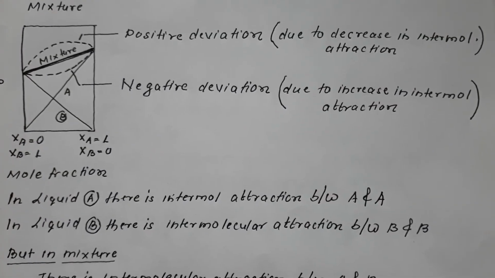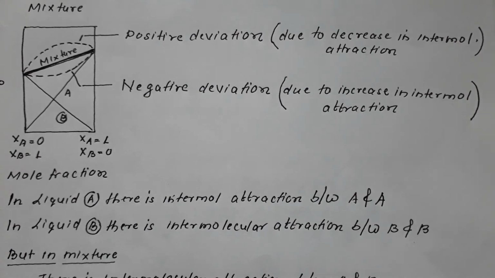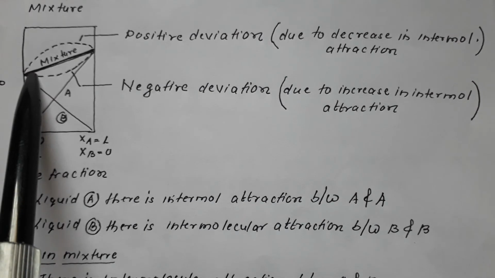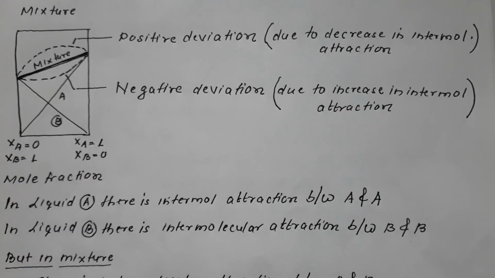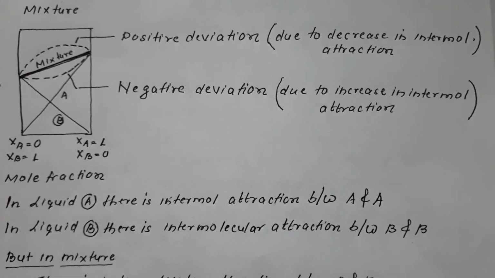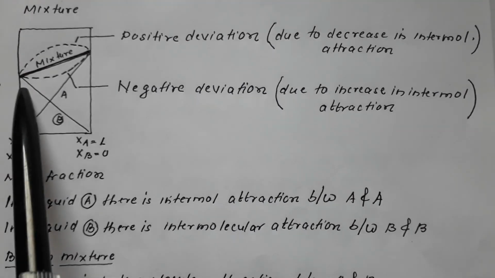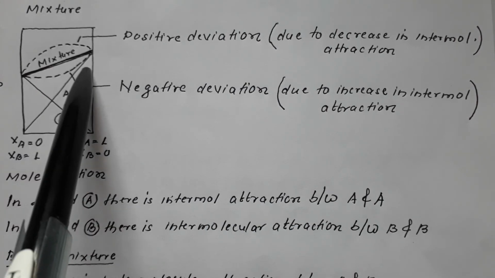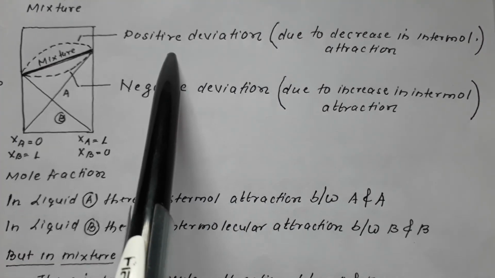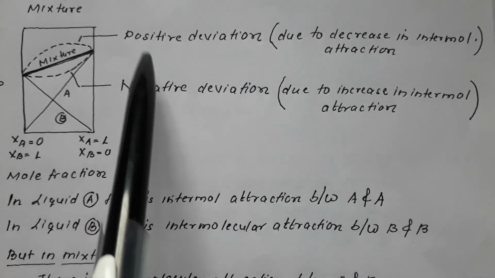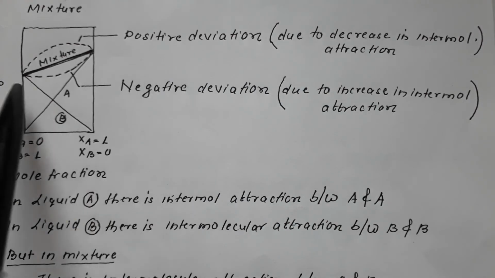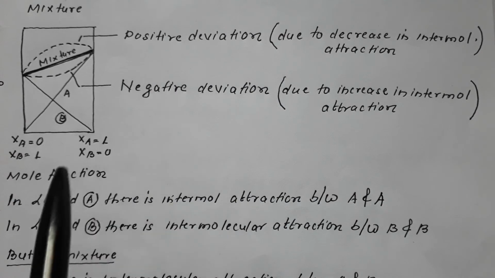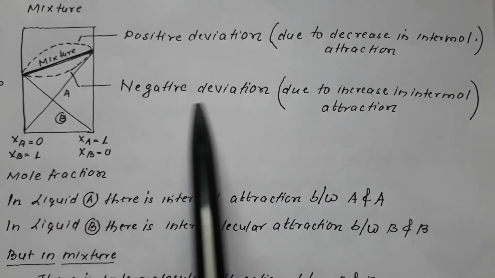Now let us again rediscuss the graphical representation. I said that the vapor pressure of the mixture should be the sum of the two vapor pressures, this bold line. But in fact, in most cases, the resulting vapor pressure comes to be either greater than the sum, called positive deviation, or less than the sum, termed negative deviation.